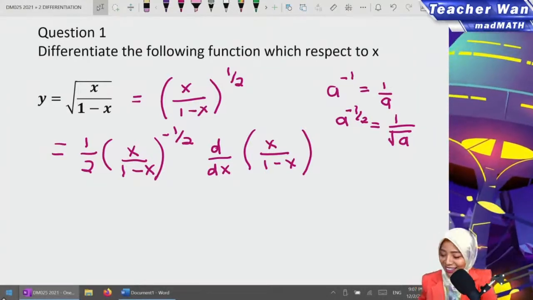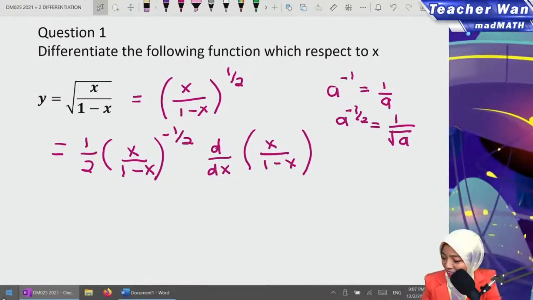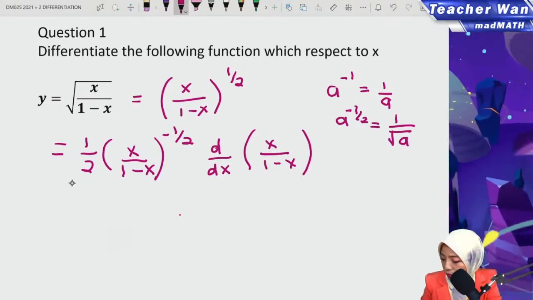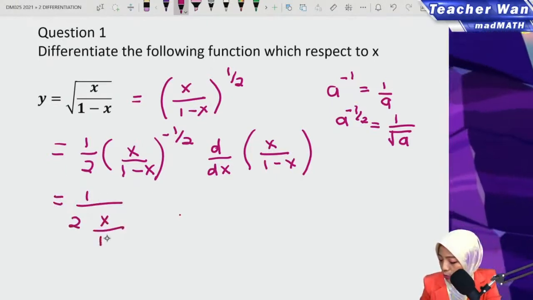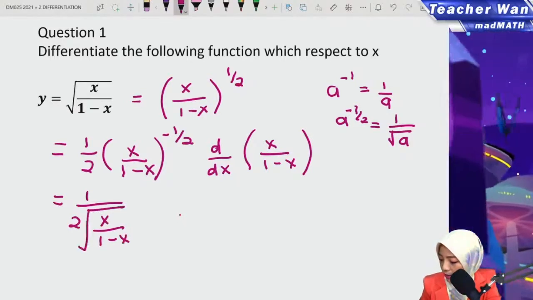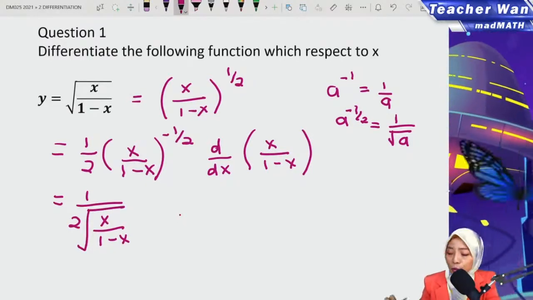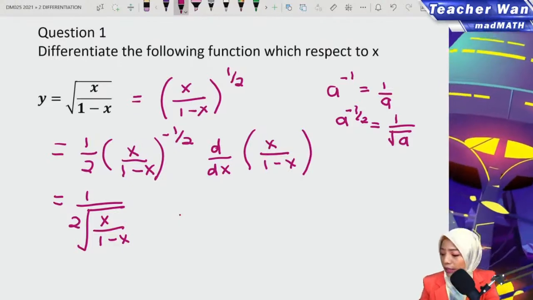Okay, one moment. All right, so we're going to continue. 1 over 2 times x over 1 minus x surd. And now we are going to differentiate this function using the quotient rule.